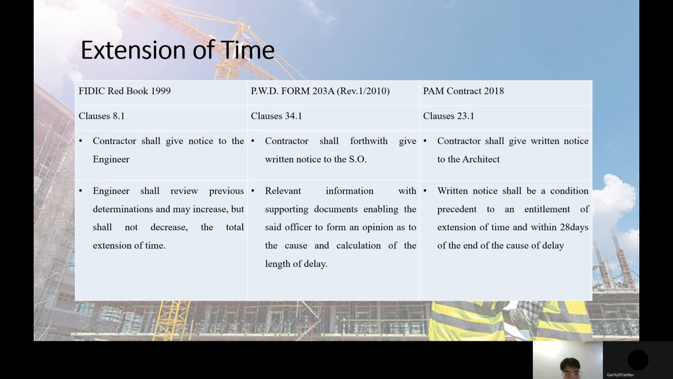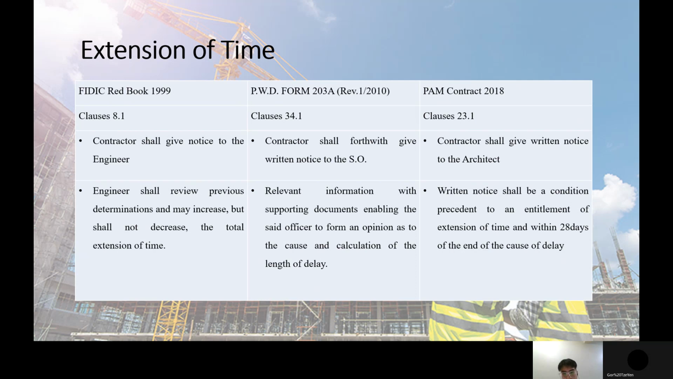Next is PWD Form 203A, clause 34.1. The contractor shall forthwith give written notice to the SO, with relevant information and supporting documents enabling the said officer to form an opinion as to the cause and calculation of the length of delay.